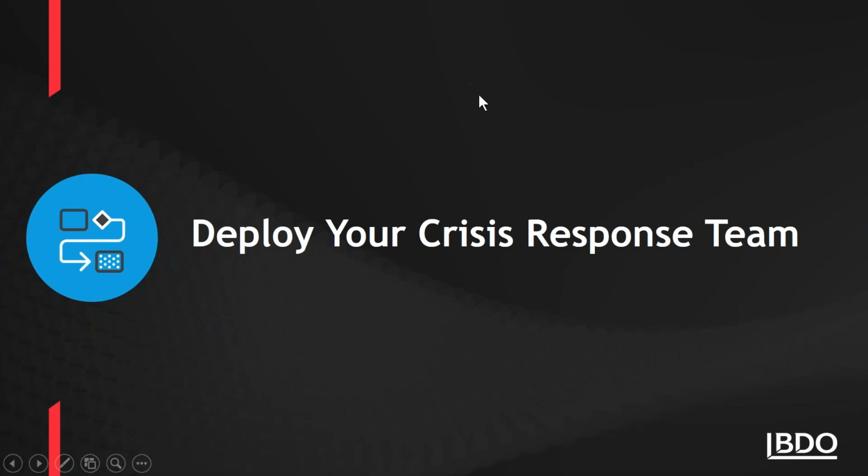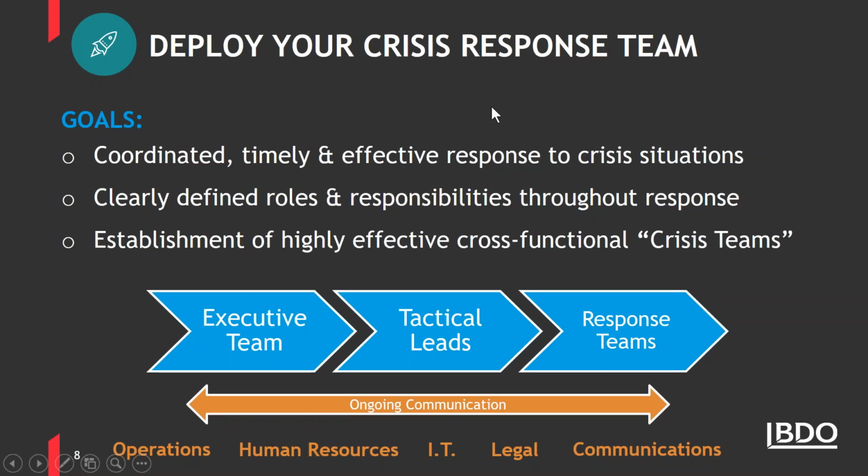So let's first start with deploying your crisis response team. The goal of any crisis response team is to implement a coordinated, timely, and effective response to the crisis situation at hand. In this case, we're talking about COVID-19. Executive leaders must determine immediately what their key success factors are when working through this crisis, and what those key success factors should look like when the pandemic is over.